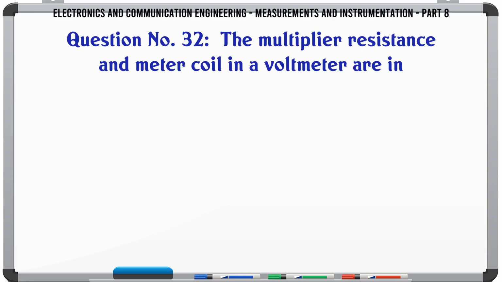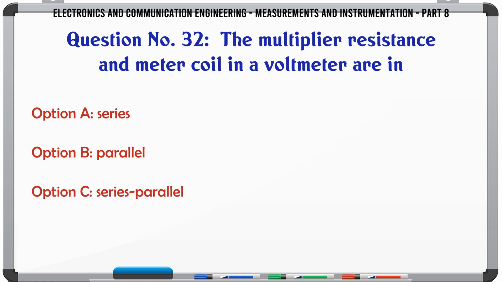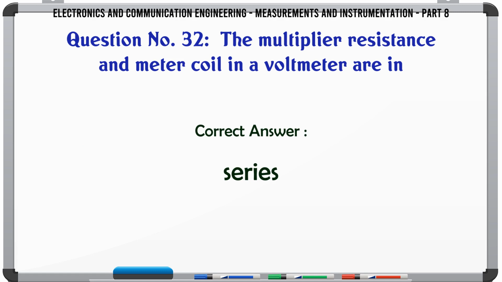The multiplier resistance and meter coil in a voltmeter are in A: series, B: parallel, C: series parallel, D: either A or B. The correct answer is series.